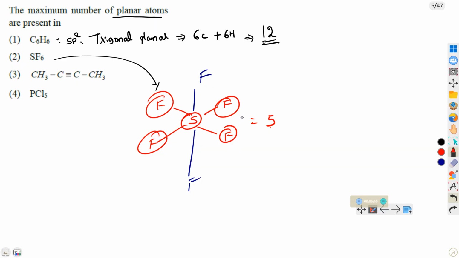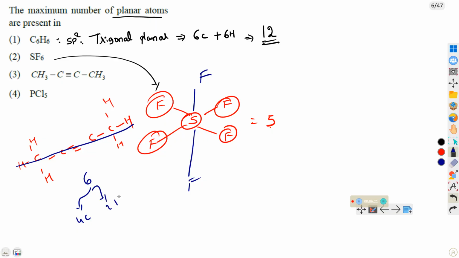For example, you can consider but-2-yne. In case of but-2-yne, CH3, C triple bond C, CH3. How many atoms are in the same plane? Total 6 atoms. Here 4 carbon atoms, 2 hydrogen atoms. You can consider PCl5 molecule, phosphorus, chlorine, chlorine, chlorine. 4 atoms are in the same plane. Remaining 2 chlorine atoms are present above and below the plane. Based on that, first option correct.